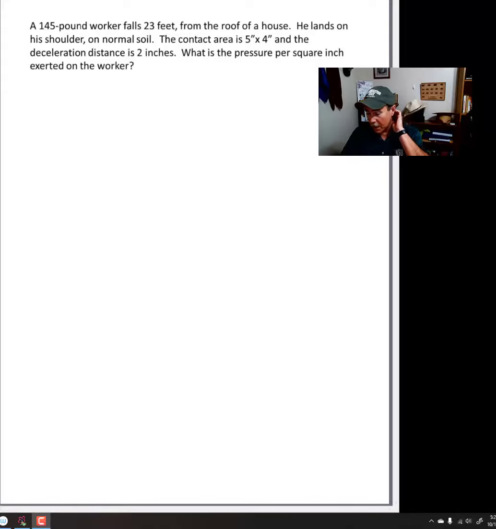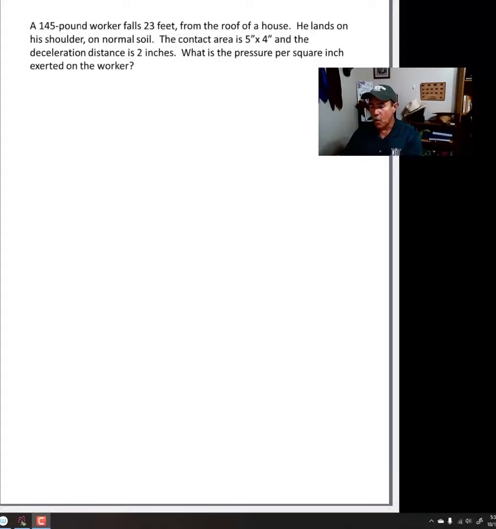But let's go ahead and take a look at this situation that we're talking about. We have a 145-pound worker who falls 23 feet from the roof of a house. He lands on his shoulder on normal soil. The contact area where his shoulder makes contact with the ground is 5 inches by 4 inches, and the deceleration distance is 2 inches. What is the pressure per square inch exerted on the worker?